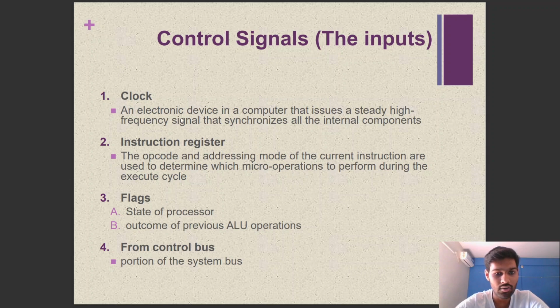Clock, the electronic device in the computer that gives a steady high frequency signal that synchronizes all the internal components. Instruction register: the opcode and addressing mode of the current instruction are used to determine which micro operation to perform during the execution cycle. Flags: state of processor, outcome of previous ALU operation. From control bus, a portion of the system bus.